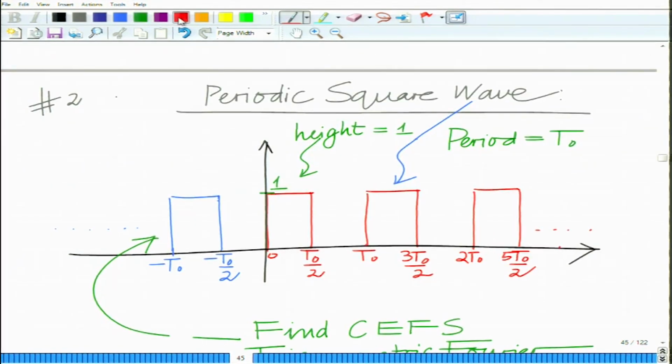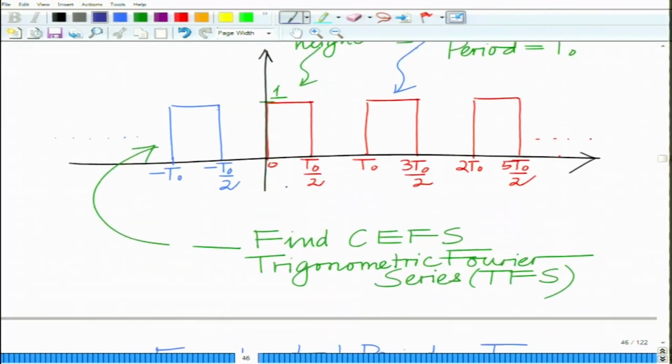If you remember, we have started looking at the Fourier analysis of this periodic square wave, which has a time period, fundamental period, that is T naught, each pulse is of width T naught over 2 and height 1. Okay. The fundamental period of the signal is T naught. We have looked at the CEFS, the complex exponential Fourier series.